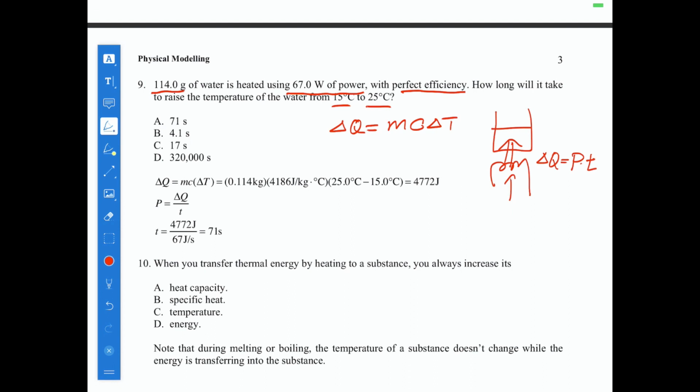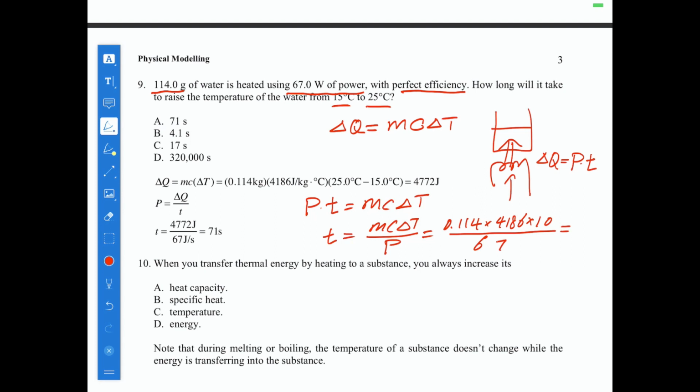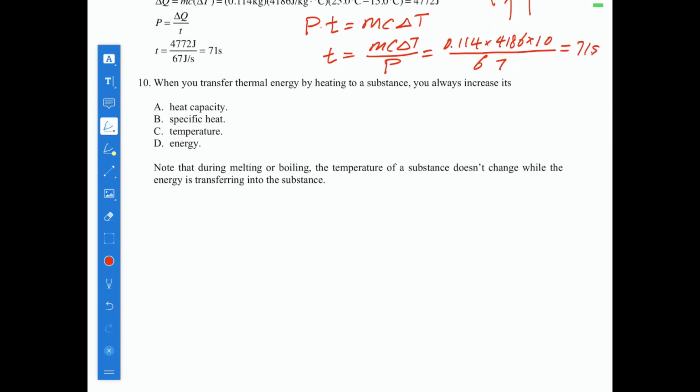So your equation setup will be power multiplied by T, the total energy input, equal to mc delta T. So your time required is mc delta T over power. So therefore you got 0.1144186, 10 degree difference, and this is 67. So your answer is 21 seconds. Answer is A. Number 10.